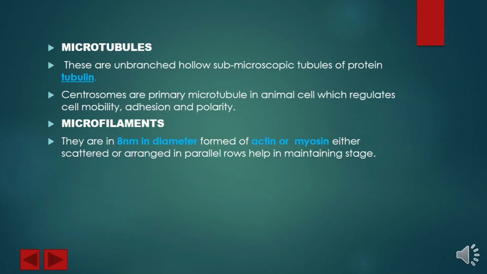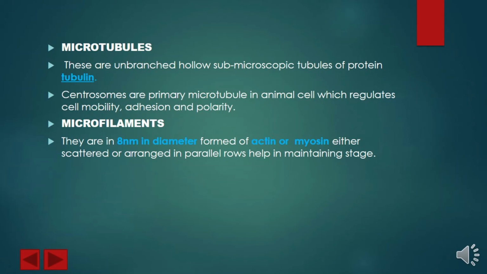Coming to microtubules, these are unbranched hollow submicroscopic tubules, polymers of the protein tubulin, that form part of the cytoskeleton and provide structure, shape, etc. for the eukaryotic cells. Microtubules can grow as long as 15 micrometers and are highly dynamic. The outer diameter of the microtubule is between 23 to 27 nanometers, while the inner diameter is between 11 and 15 nanometers.